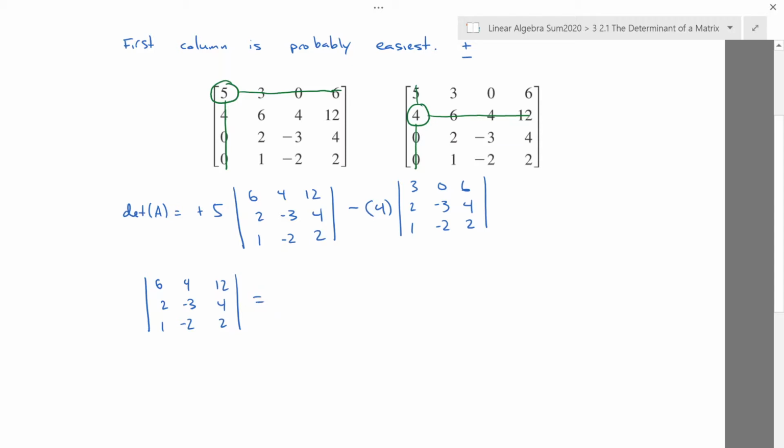Here I'm just going to do the first row, because there are no zeros, so it doesn't really matter. If you remember, it's plus, minus, plus. I'm just going to write this out real quick. So 6, and then the submatrix is -3, 4, -2, 2, and -4, and 2, 2, 4, 1, 2, and plus 12, 2, -3, 1, -2.